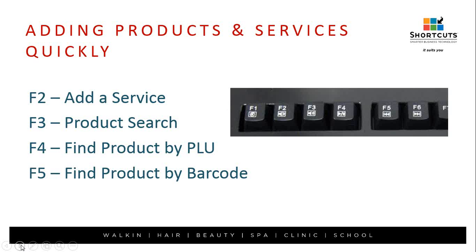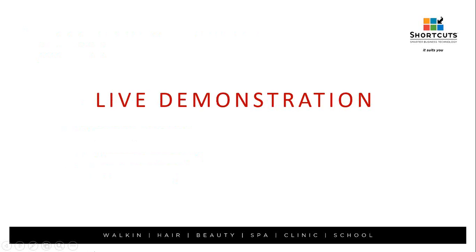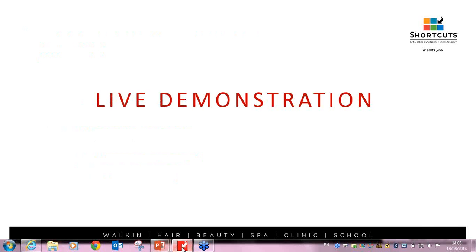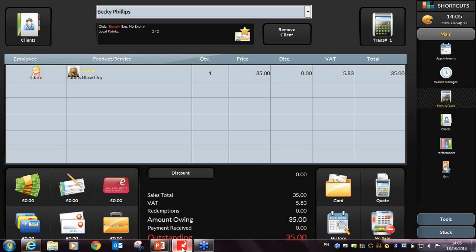If we click on F3 in point of sale, this will give us a box to start typing in a product search. We have F4, which is where we can find a product by a PLU, which is a product lookup code. And we have F5, where we can find a product by a barcode. Cool. So what I'm going to do is jump into shortcuts itself, and then we will have a look at these different options.